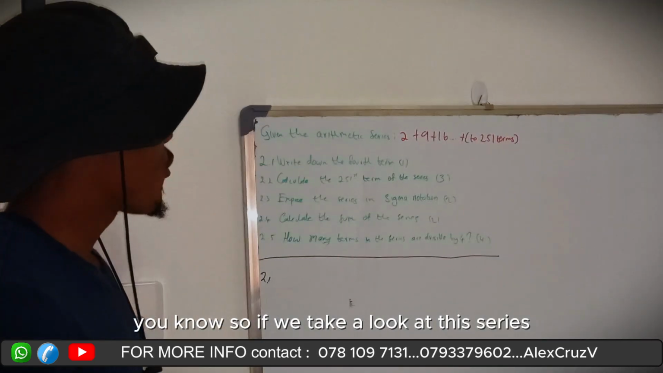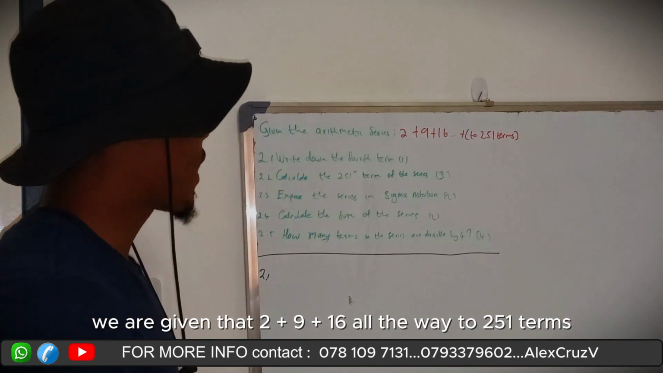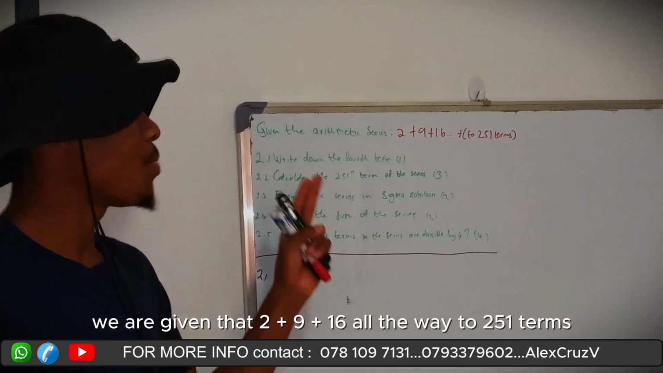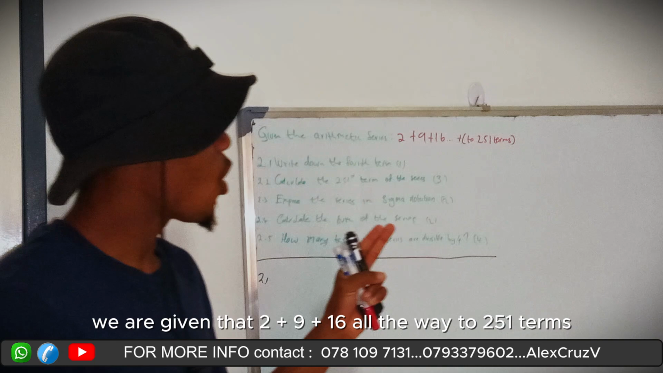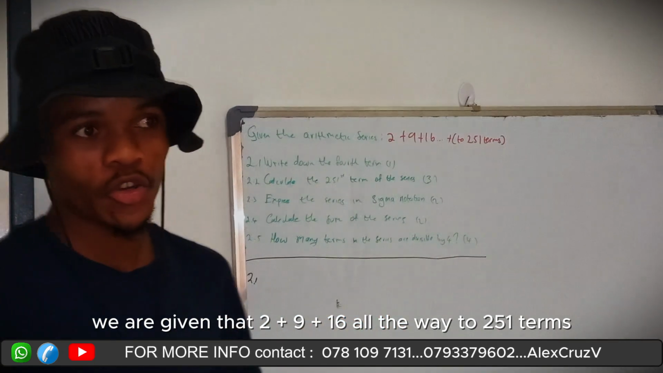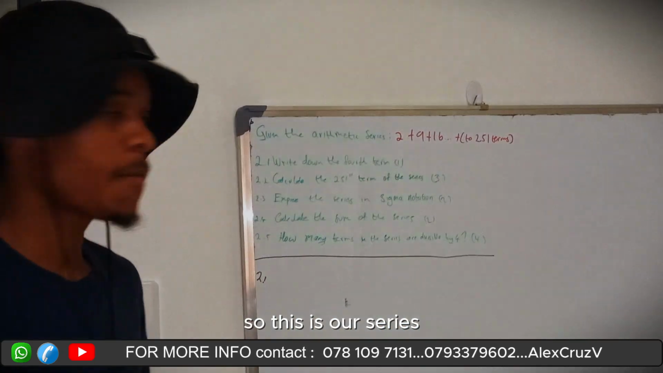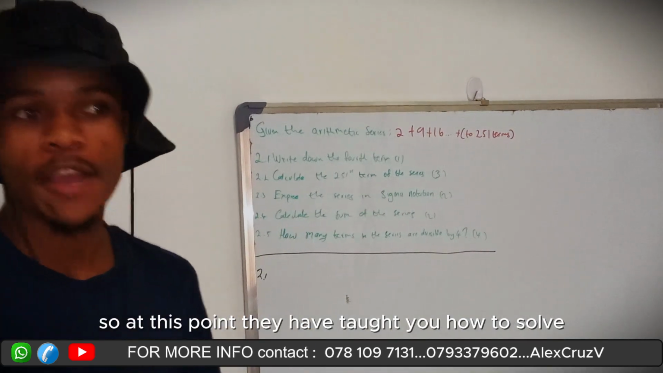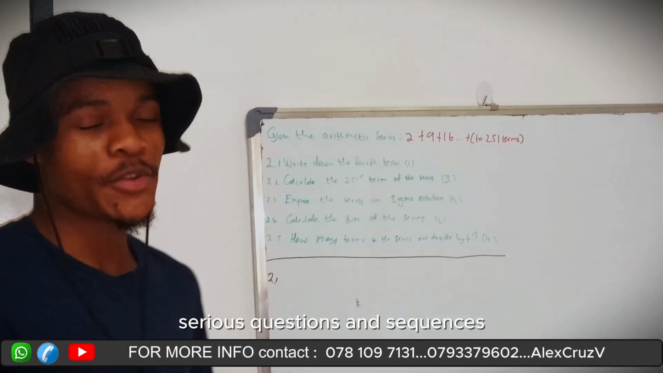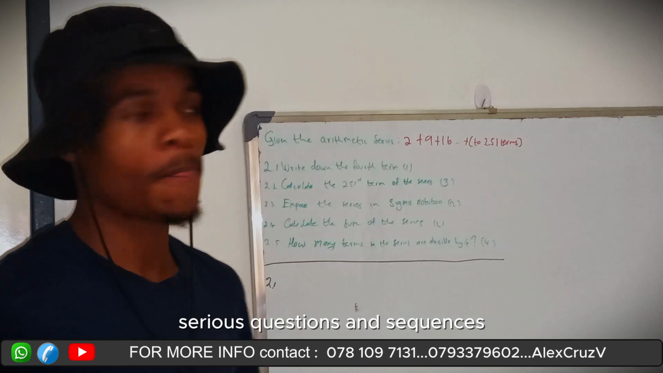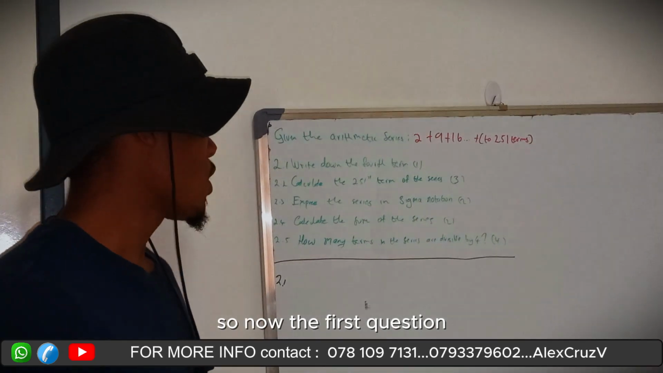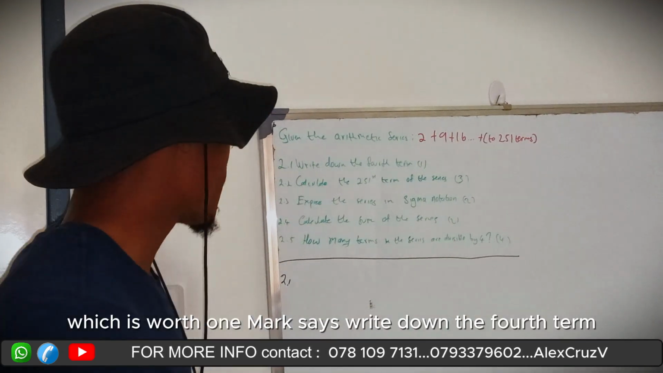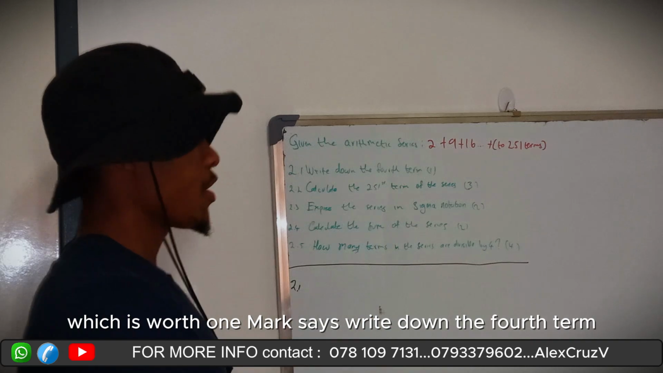So if we take a look at this series, we're given that 2 plus 9 plus 16 all the way to 251 terms. So this is our series. Now, we need to answer these questions. At this point, they have taught you how to solve series questions and sequences. Now, the first question, which is worth 1 mark, says, write down the fourth term.